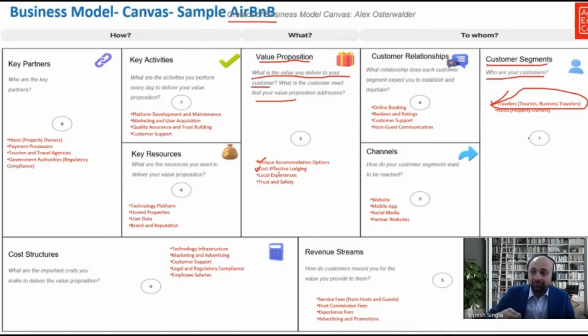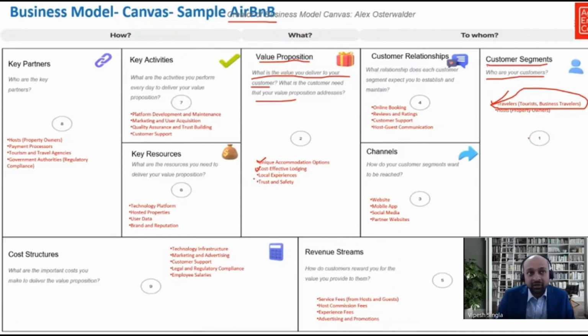So they rent one or two rooms of theirs, when they actually don't need it, on the Airbnb platform. In usual circumstances this room would have been empty, right? So the cost incurred by many of these hosts for creating these available rooms is very, very low. That's why it is cost effective lodging.